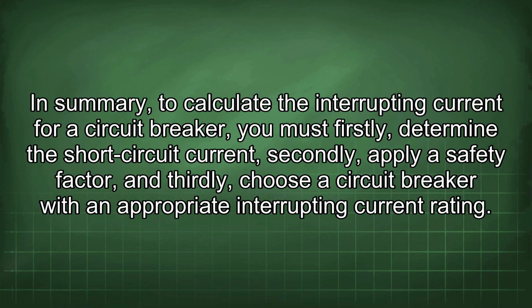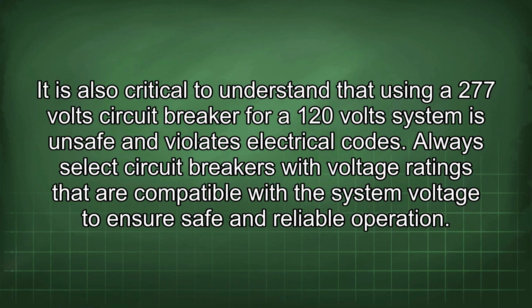In summary, to calculate the interrupting current for a circuit breaker, you must firstly determine the short circuit current, secondly apply a safety factor, and thirdly choose a circuit breaker with an appropriate interrupting current rating. It is also critical to understand that using a 277 volt circuit breaker for a 120 volt system is unsafe and violates electrical codes. Always select circuit breakers with voltage ratings that are compatible with the system voltage to ensure safe and reliable operation.